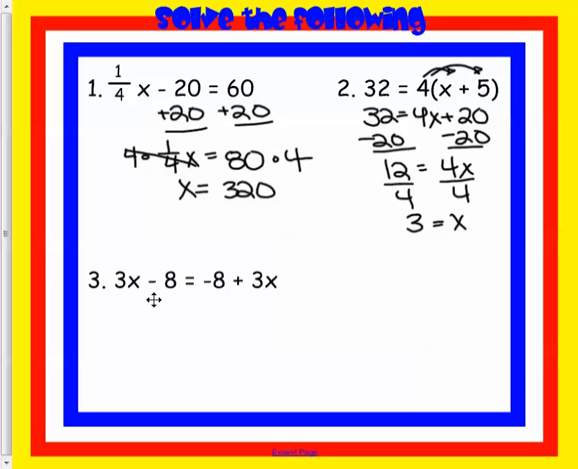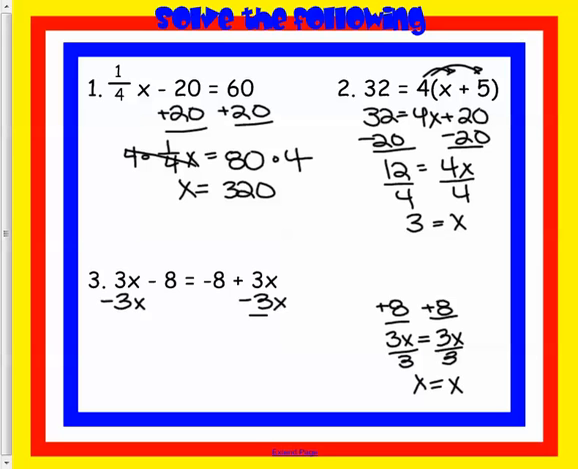Over here, we get an 8. We're going to add 8 to both sides, so all we're left with is 3x equaling 3x, and when we divide by 3, we get x equaling x. What's going on here? Some of you might have even solved it like this. You got rid of the 3x first, and so now you just have a -8 equaling a -8. Something crazy is going on here.